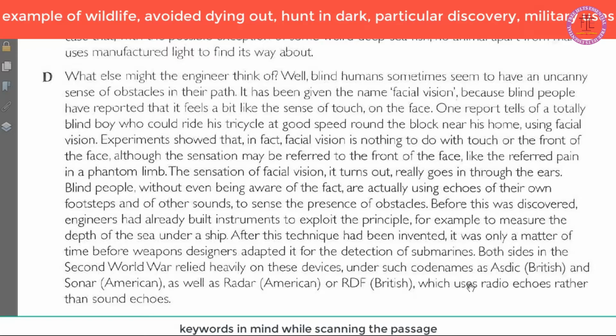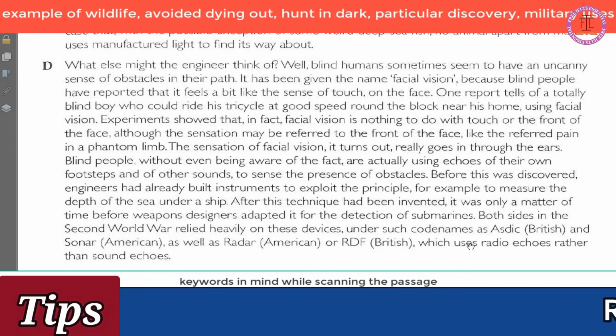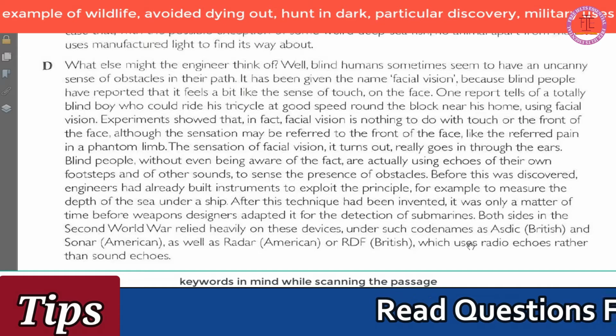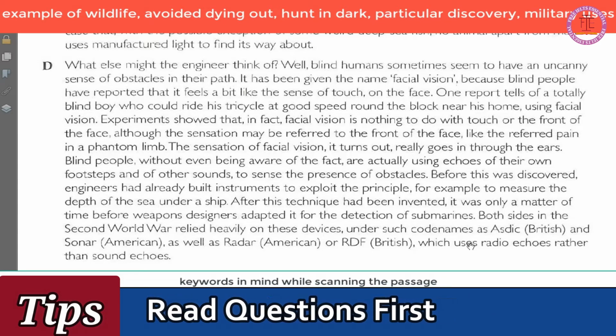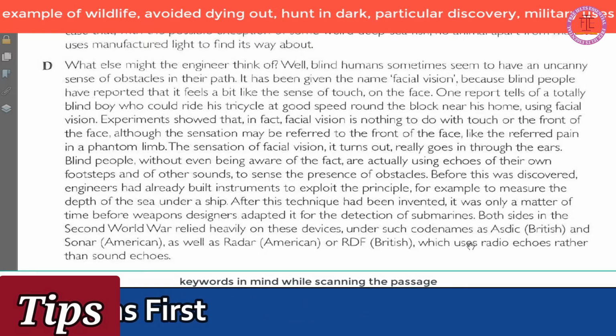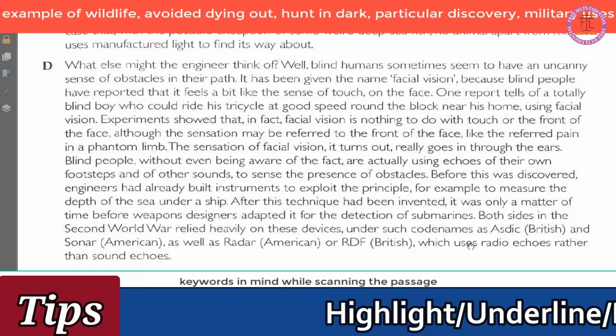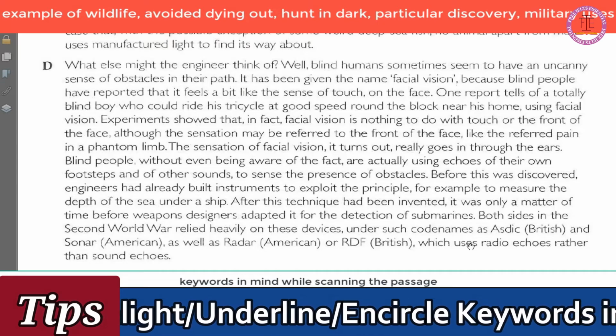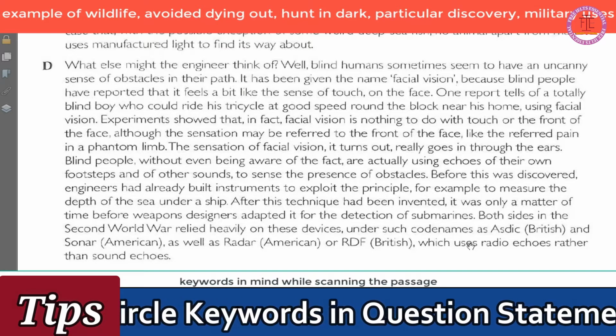Experiments show that, in fact, facial vision is nothing to do with the touch or front of the face, although sensation may be referred to the front of the face, like the pain in a phantom limb. The sensation of facial vision, it turns out, really goes through the ears. Blind people, without even being aware of the fact, are actually using echoes of their own footsteps and of their sounds to sense the presence of obstacles.